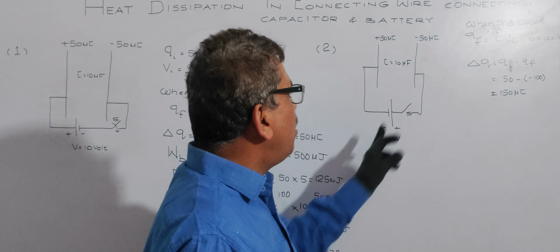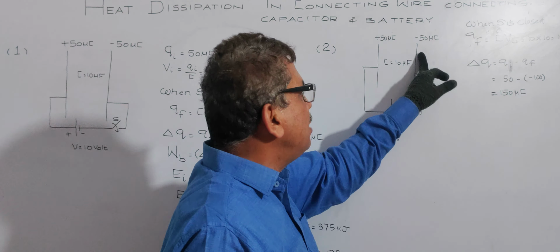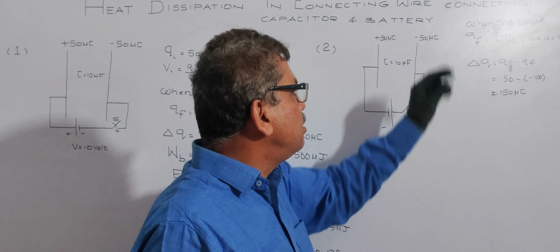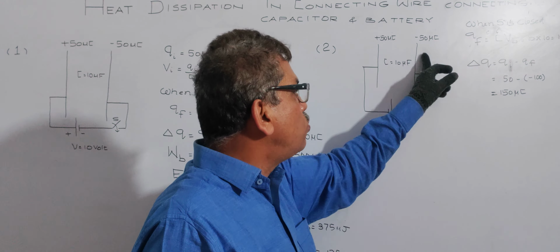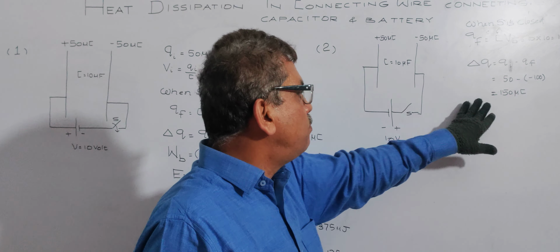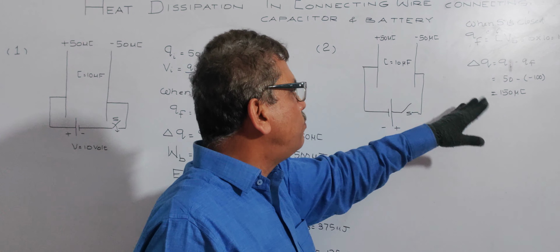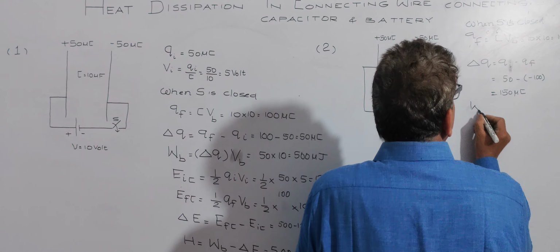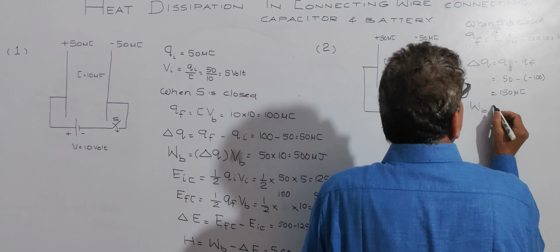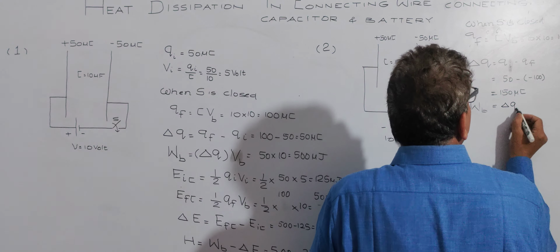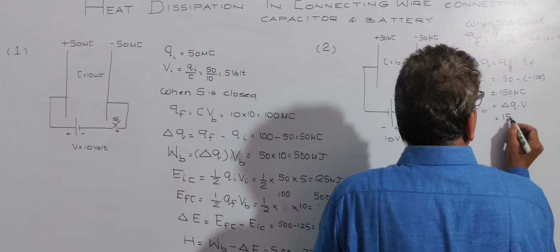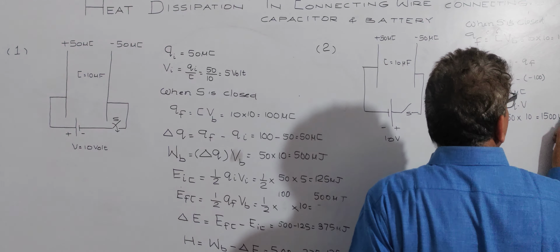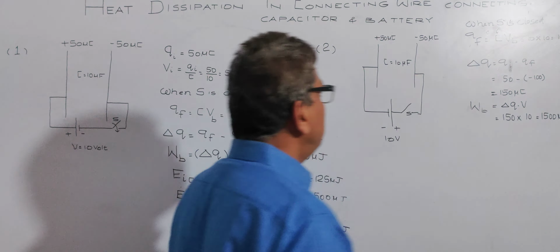Is it clear? Now first this positive plate neutralizes this minus 50 microcoulomb, and then it supplies the charge to charge this one, that is 100 microcoulomb. So the total amount of charge which has flown is 50 plus 100, that is 150. And now the work done by the battery can be written as delta Q into V, that is 150 into 10, and that is nothing but 1500 microjoule. This is the energy supplied by the battery.